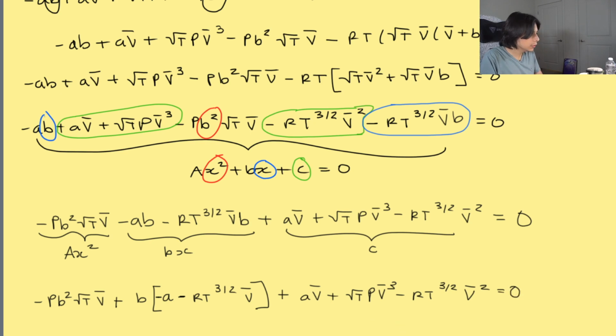equaling 0. And so right here, now we have everything simplified into the ax squared plus bx plus c form. So let's define what our a is. Our a here is going to be everything that is a coefficient in front of that x squared term, which in this case is b squared. So the coefficient for that a would be equal to negative p square root of tb bar.